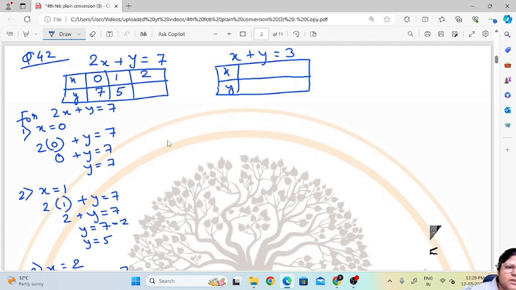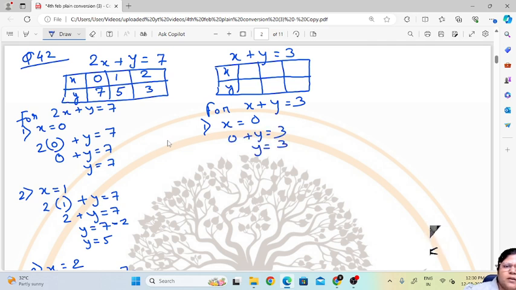So here comes this. Now for the next one, for x plus y equals 3. When x is 0, so 0 plus y equals 3. So y equals 3. So when x is 0, y is 3. Secondly, x equals 1. So 1 plus y equals 3. So this 1, I will shift it to the other side, it will become minus 1. So y equals 2. So when x is 1, y is 2.